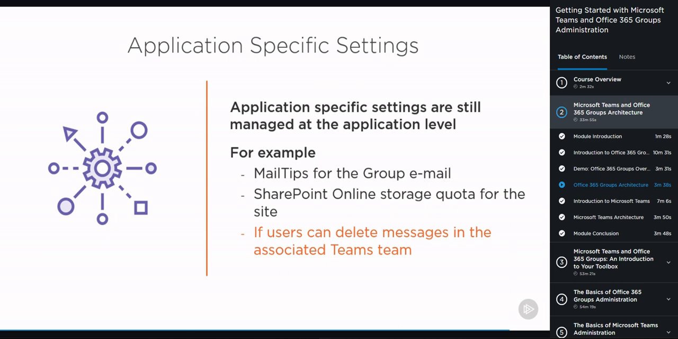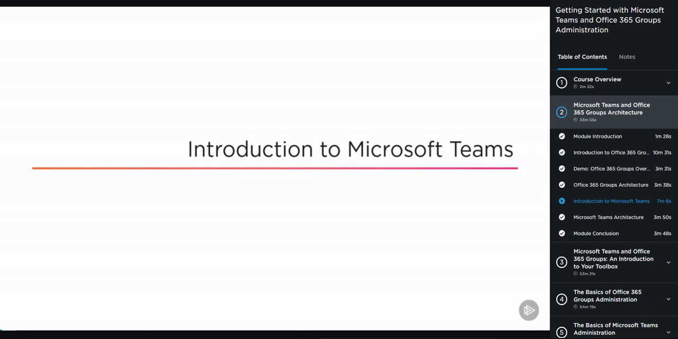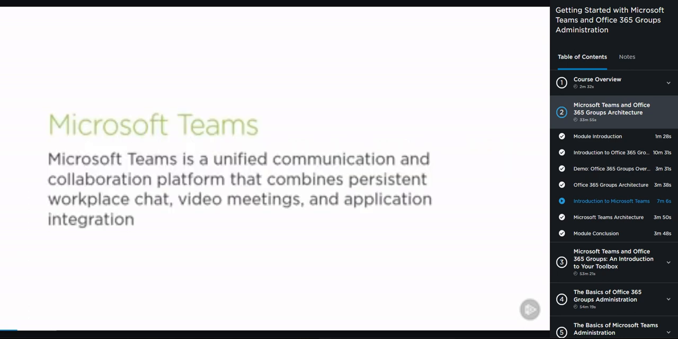Now that we have covered the architecture for Office 365 Group, let's talk about Microsoft Teams, starting with an introduction to what Microsoft Teams is. Microsoft Teams is a unified communication and collaboration platform that combines persistent workplace chat, video, meetings, file storage, and application integration. The service is really integrated in Office 365, and you can also integrate it with even non-Microsoft products.